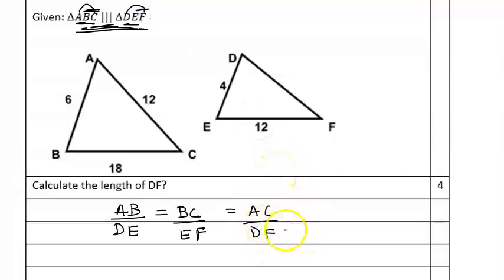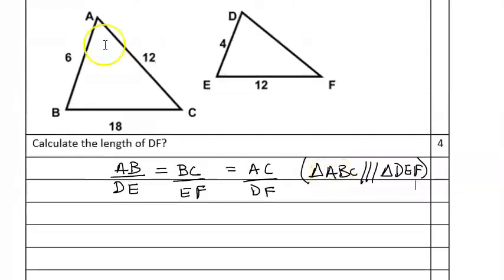And that is because they told me that the two triangles are similar. Triangle ABC is similar to triangle DEF. Now all I need to do is fill in the information that was given to me. The length of AB is 6. DE is 4. BC is 18. And EF is 12.